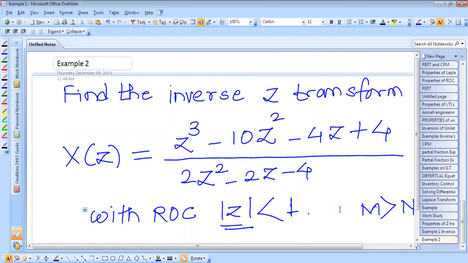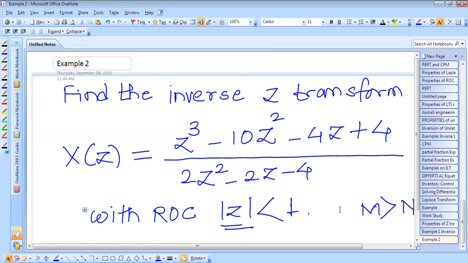Today we will find the inverse Z transform of the given function X(z) equals (z^3 - 10z^2 - 4z + 4) divided by (2z^2 - 2z - 4), with ROC given as the magnitude of z is less than 1.